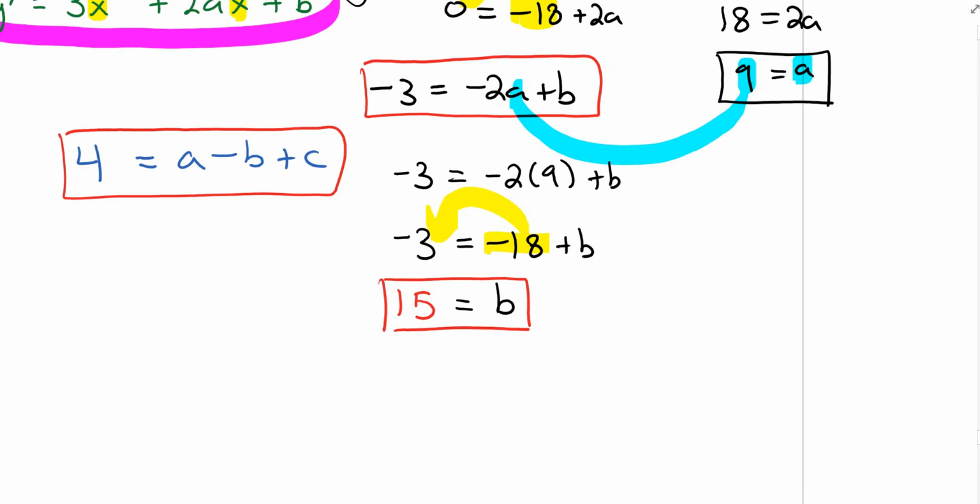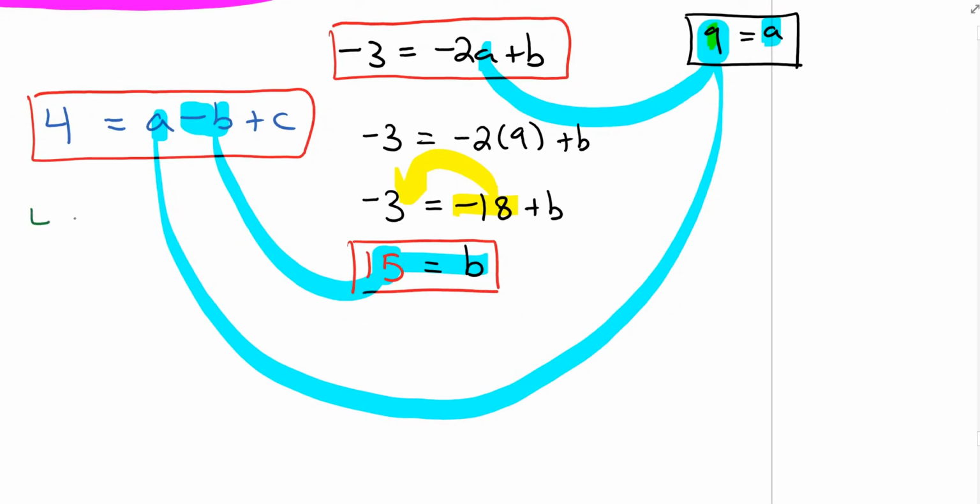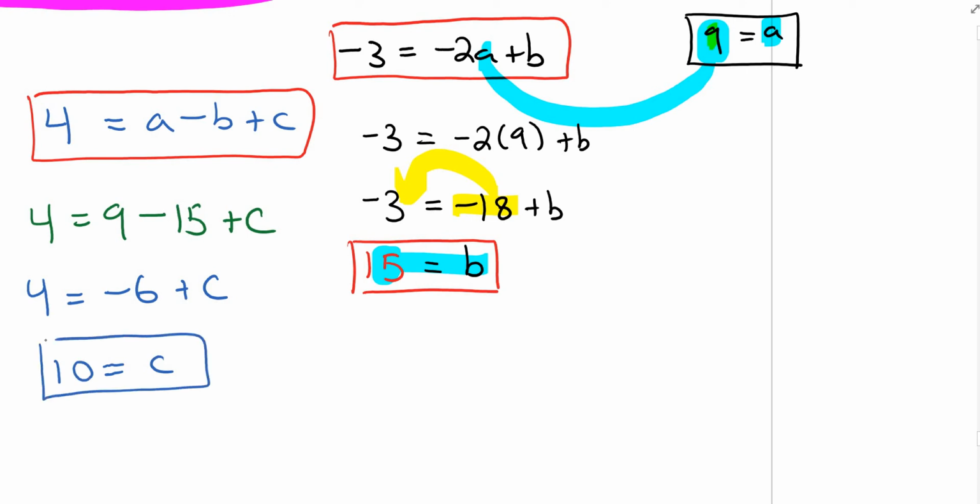And finally, I can take this b value of 15 and plug it in over there, and I can take this 9 value and plug it in for a, and then I can solve for c. So if I do that, 4 would equal 9 minus 15 plus c. And let's go ahead and solve that. That's going to be 4 equals, well, 9 minus 15 is -6 plus c, and c would equal 10. All right, so that finishes off that particular problem.